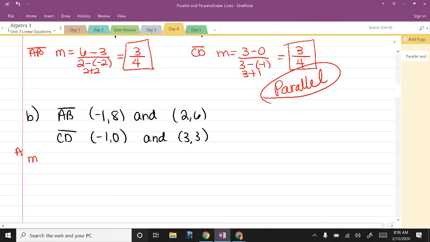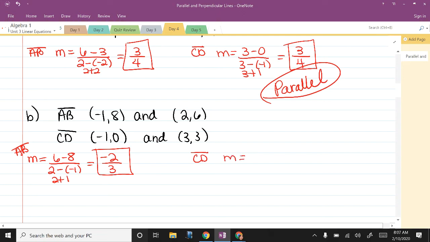So I'm doing AB first. Label my work. It makes it easier. 6 minus 8 over 2 minus -1. Wait a sec. Yeah, that's 2 plus 1. What's 6 minus 8? Over 3. Will that simplify anymore? So the slope of AB is -2/3. Good job. All right, so now we're going to do CD.